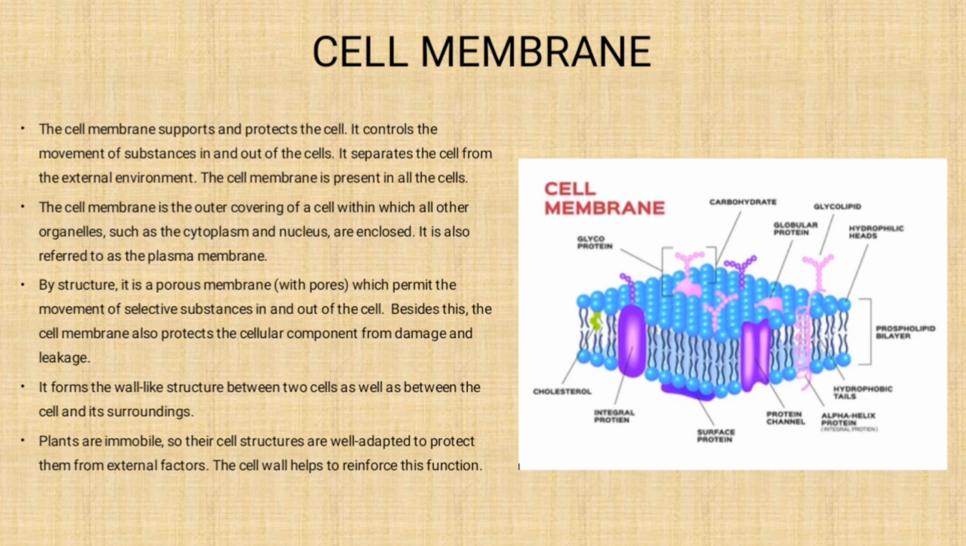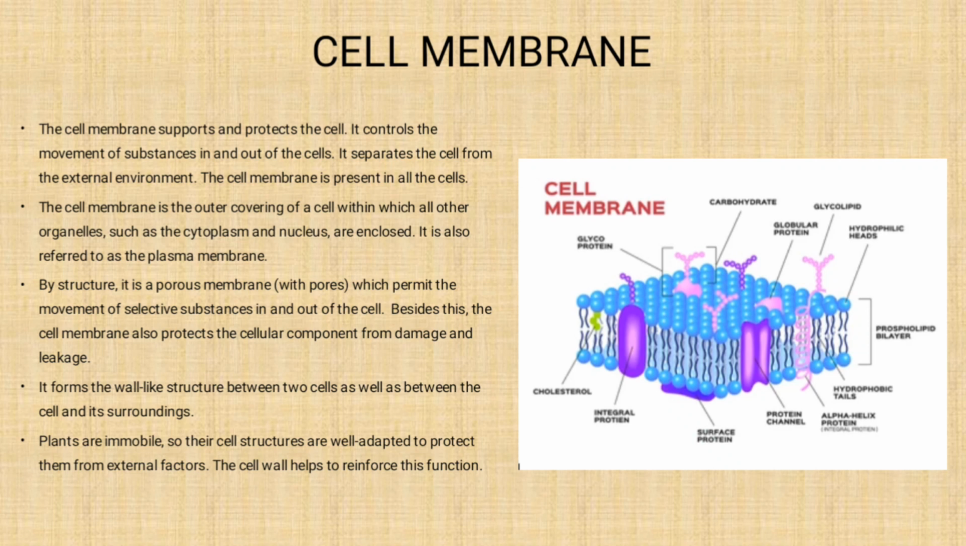The cell membrane is the outer covering of a cell within which all other organelles such as the cytoplasm and nucleus are enclosed. It is also referred to as the plasma membrane. By structure, it is a porous membrane with pores which permit the movement of selective substances in and out of the cell. Besides this, the cell membrane also protects the cellular components from damage and leakage. It forms the wall-like structure between two cells as well as between the cell and its environment. Now, plants are immobile, so their cell structures are well adapted to protect them from external factors. The cell wall helps to reinforce this function.